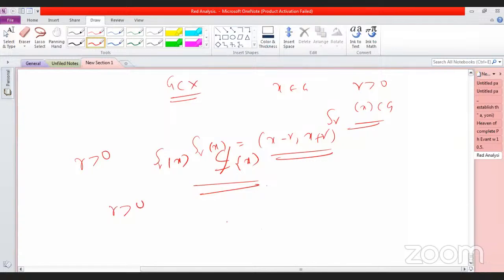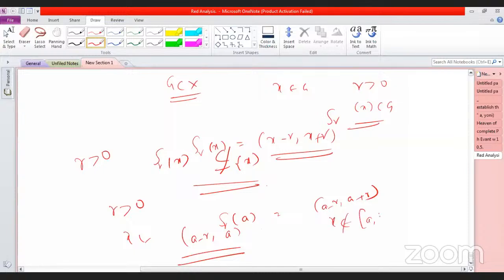For any r greater than 0, S_r(a) is equal to (a minus r, a plus r). The points we are taking here belong to (a, b). We can write x belongs to (a minus r, a plus r), and replace the a, b values. So the condition is x does not belong to (a, b) that we are taking here.